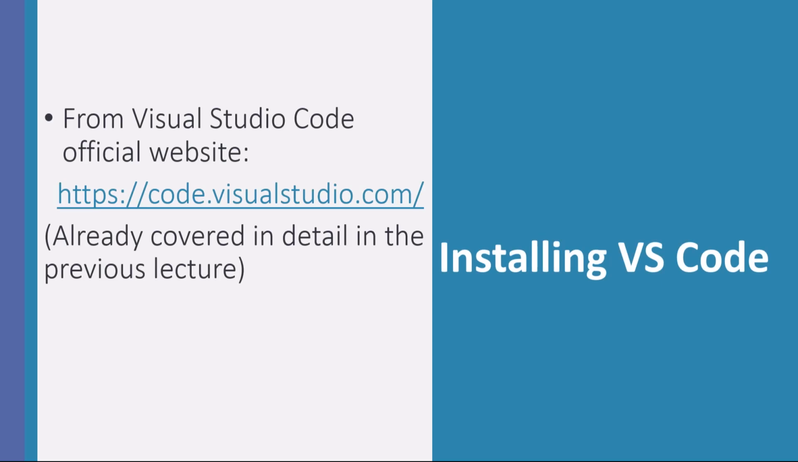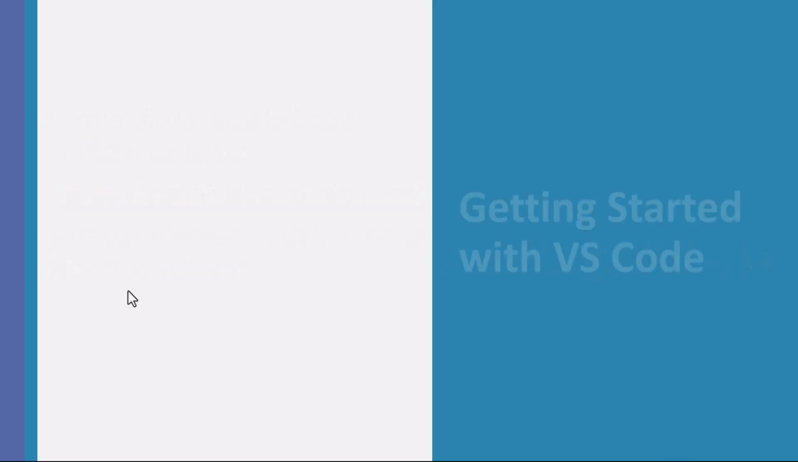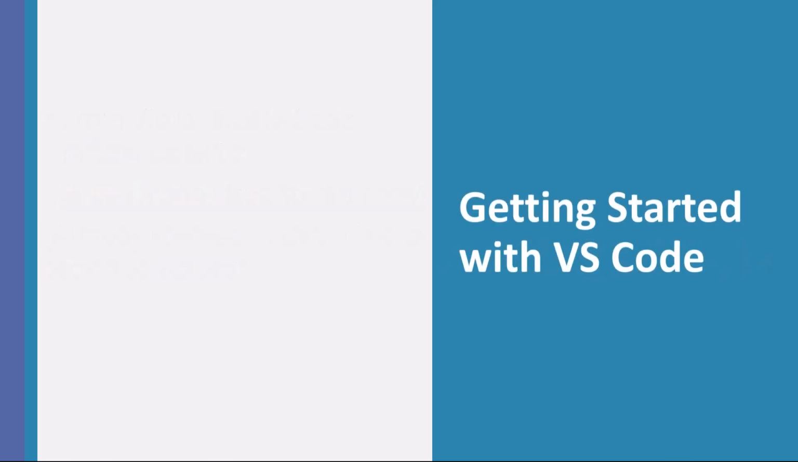Now, we have already covered this part, installing VS Code, from the official Visual Studio Code website, code.visualstudio.com. So please revisit the previous lecture on installing and customizing a little bit of Visual Studio Code, if not already visited. So let's move on to the next slide, which is getting started with Visual Studio Code.